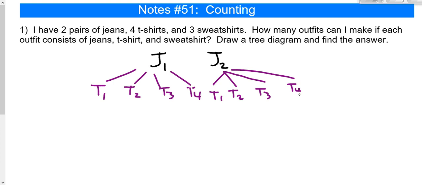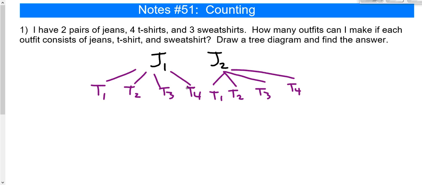Now at this point, how many outfits have I made if an outfit is just a pair of jeans and a t-shirt? The weather's warming up, so pretty soon it might just be. That would be eight outfits, right? J1, T1 is one, J1, T2 is one, J1, T3 is one, etc. You can count the branches at the end of the tree, and that's the number of outfits.